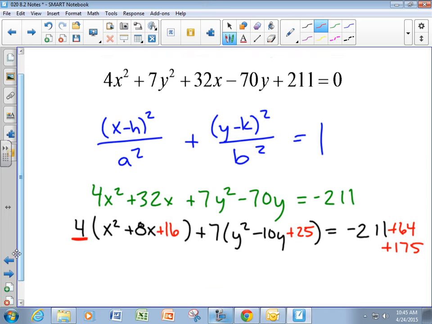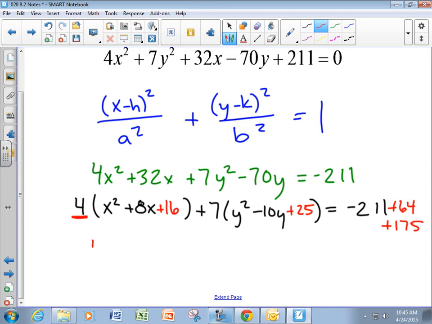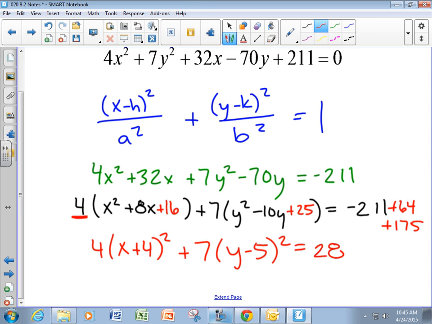Now, I should be ready to go ahead and complete the square, get a little bit more of my ellipse forming. And if I do negative 211 plus 64 plus 175, that should leave me with a 28, so just double check those numbers. Now I'm almost here. I've got this quantity squared going on. I do have this plus in the middle. What I don't have is the fraction, and I don't have the 1.